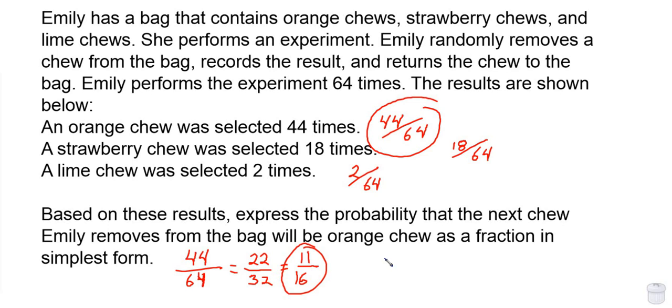All right, so let's see. That is it in a fraction in simplest form. There we go. 11 out of 16 times. All right, she gets an orange. She selects an orange chew 11 out of 16 times.